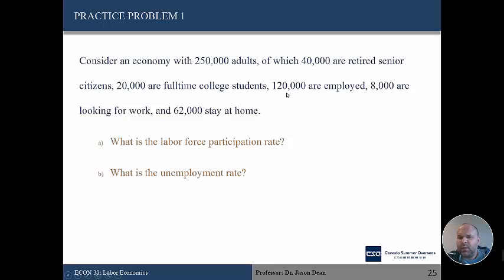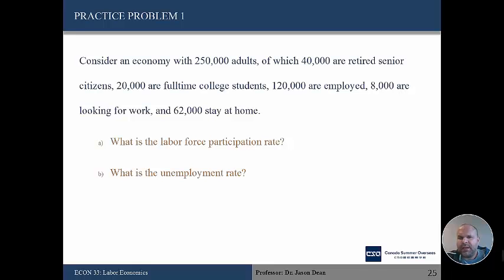Now, what is the working age population? Okay, so we have an economy with 250,000 adults. Oh, okay, so we're told that these are adults. We'll assume that the other small categories aren't in here as well, like being in the military or in jail. So, to me, given this information, I would think that the working age population would be 250,000.